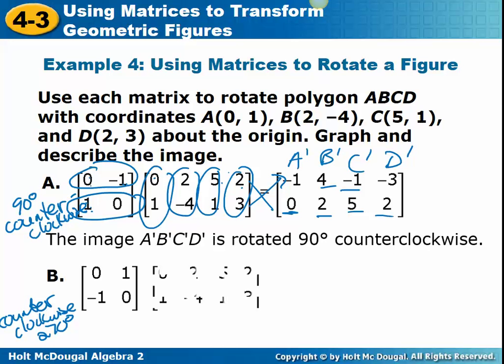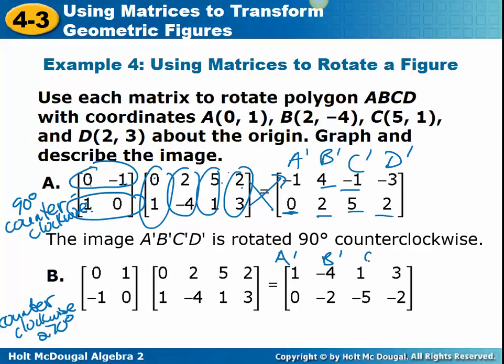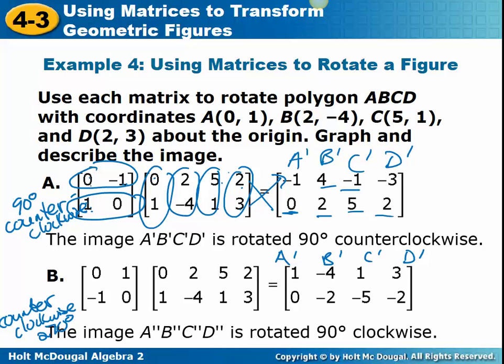So this is A prime, B prime, C prime, D prime after a rotation 90 degrees counterclockwise. The second one, we write our pre-image after a rotation matrix, and then you multiply. And when you multiply, you will get the following matrix, this image. And if you graph these on a graphing calculator or in Sketchpad or just on your own paper, you will see that this now has been rotated 90 degrees clockwise, which is the same as 270 counterclockwise.